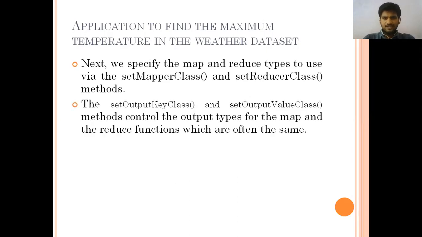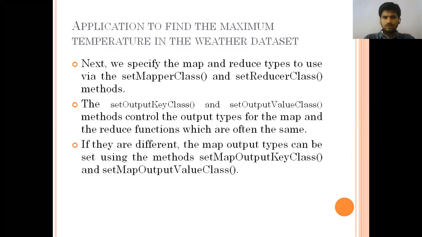The set output key class and set output value class methods control the output types for the map and the reduce function, which are often the same. So the previous one is going to get the input, and this one is going to produce output. So one is the output key and another one is the output value. These are quite common names only, no need to be confused. By the name itself you can know what that function will do, what operation that particular class will perform.